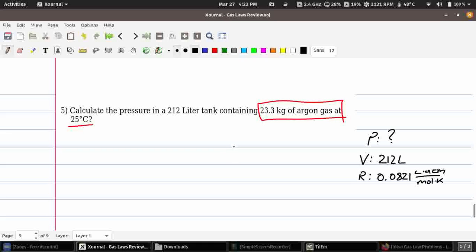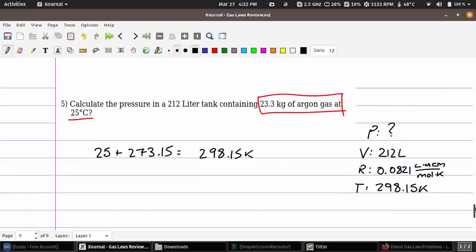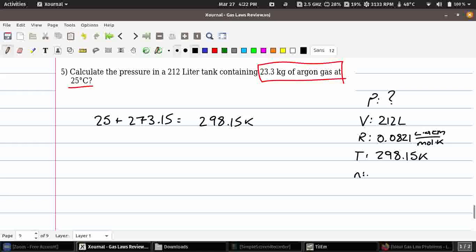All right, so let's calculate the temperature first because that one's easier. 25 plus 273.15 equals 298.15 Kelvin. Whenever you see 25 degrees Celsius, you have 298 kelvins. That's usually the value for room temperature. It's about 70-something degrees. So 298.15 Kelvin. And then we need moles.